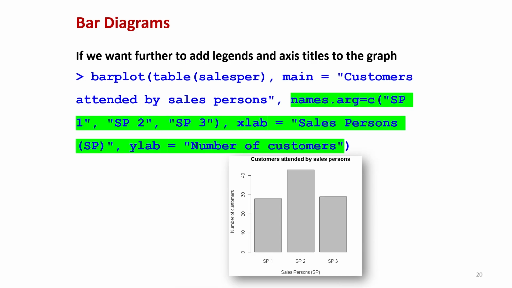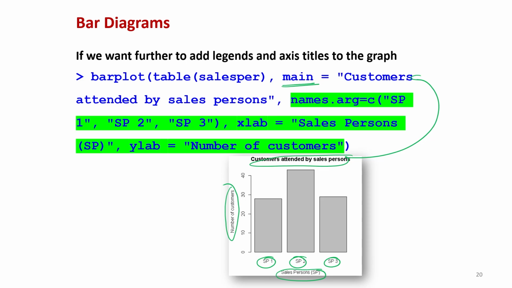Similarly, in case you want to give the names SP1, SP2, SP3 instead of salesperson 1, 2, 3, or you want to give a title on the y-axis and also a title on the x-axis, then how to do it. Let me show you that by different parameters which are added inside the parenthesis, you can give such information to the graphic. For example, about main, that we already have understood, so that title of the chart, customer attended by salesperson, can be given by the command main.